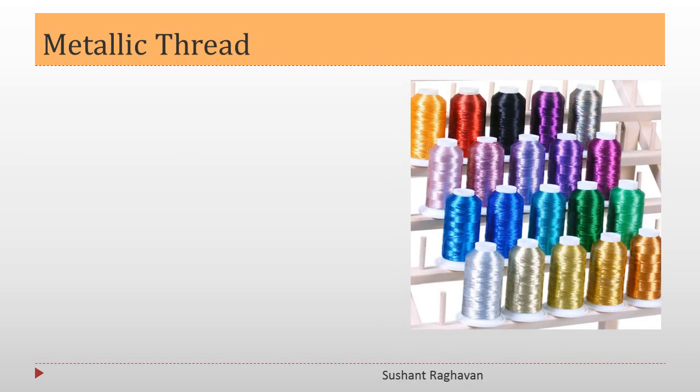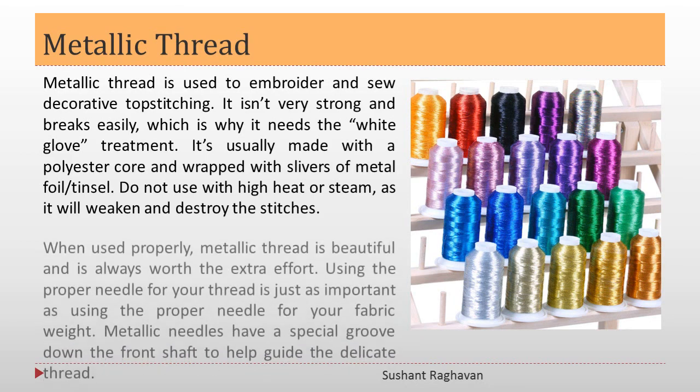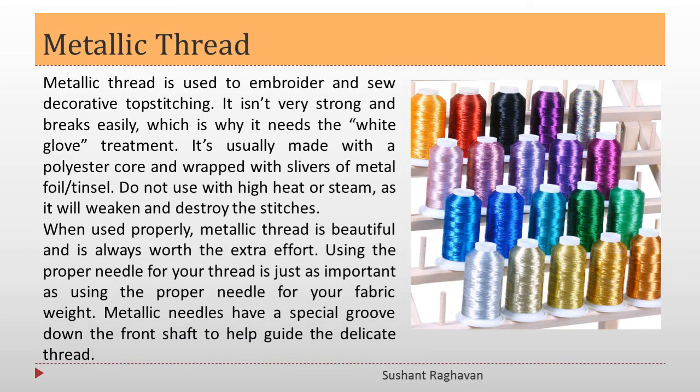Metallic thread. Metallic thread is used to embroider and sew decorative top stitching. It isn't very strong and breaks easily, which is why it needs the white glue treatment. It is usually made with a polyester core and wrapped with slivers of metal foil or synthetic material. Do not use with high heat or steam as it will weaken and destroy the stitches. When used properly, metallic thread is beautiful and is always worth the extra effort.